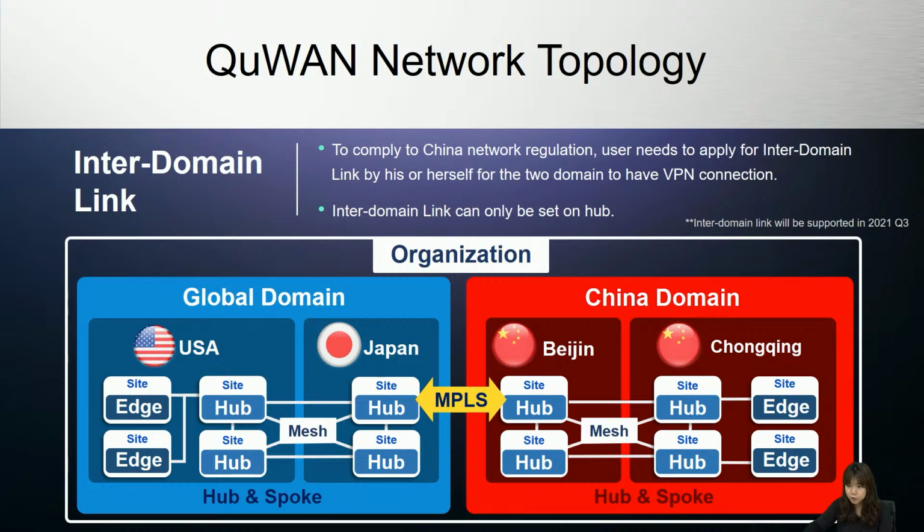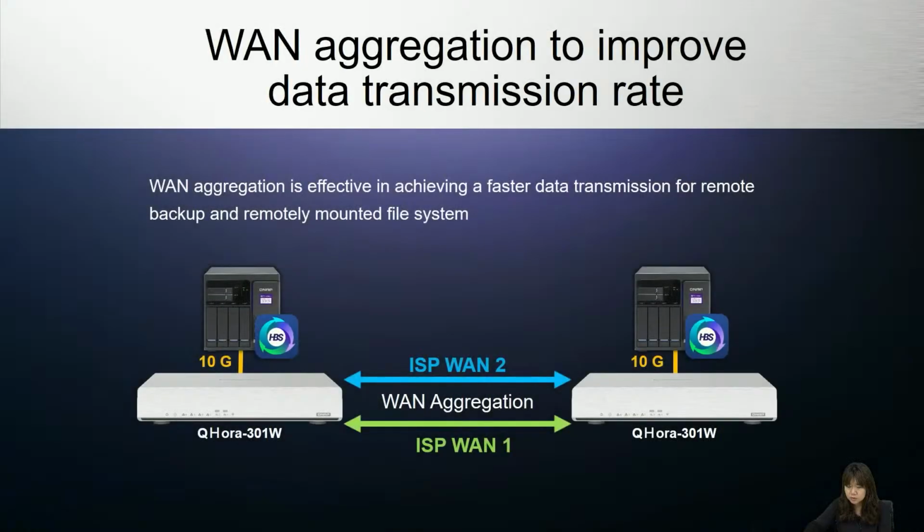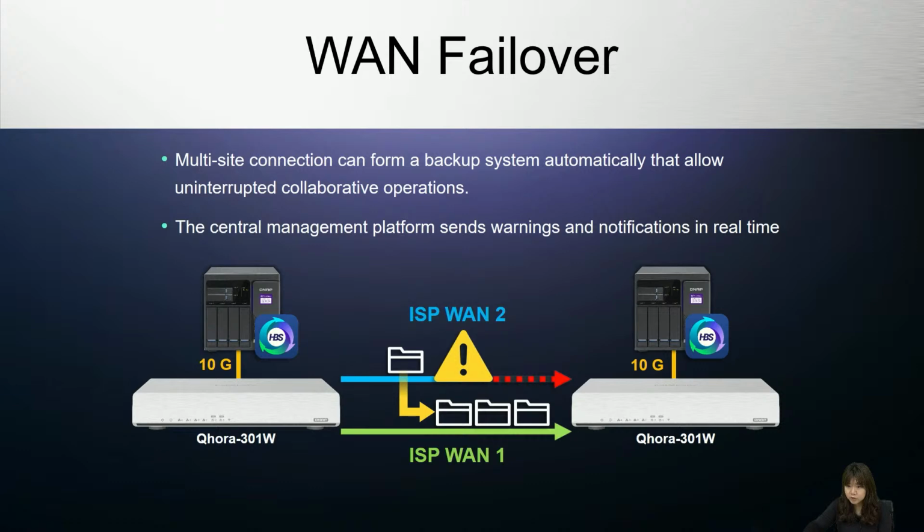Here's the concept of the QWAN network topology. In the same organization, we have two main domains, which are global domain and China domain. All the hubs in global domain will build a mesh VPN with each other, same as in China domain. For the two domains to connect, you will have to apply for MPLS from the ISP in one of the domains and set the internet to our mini hub and spoke. This automatically allows uninterrupted operations when you are doing the setup.